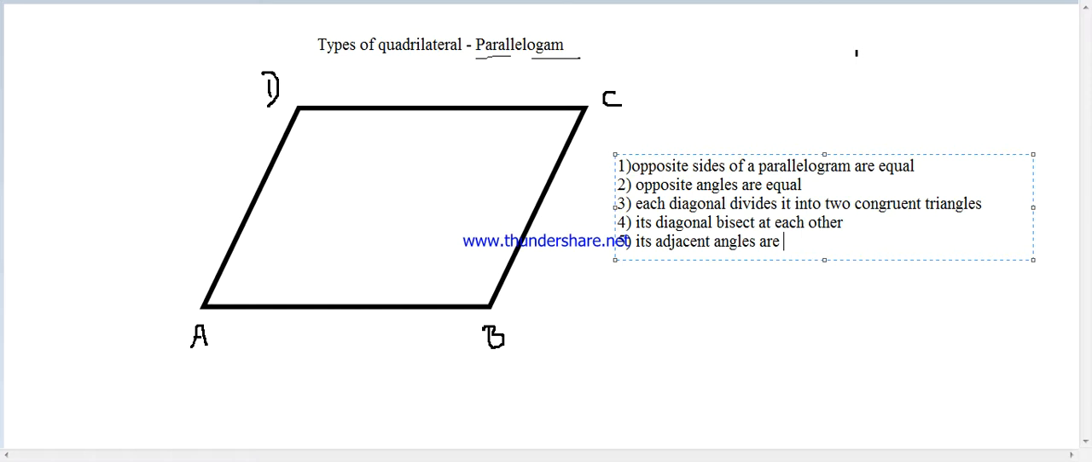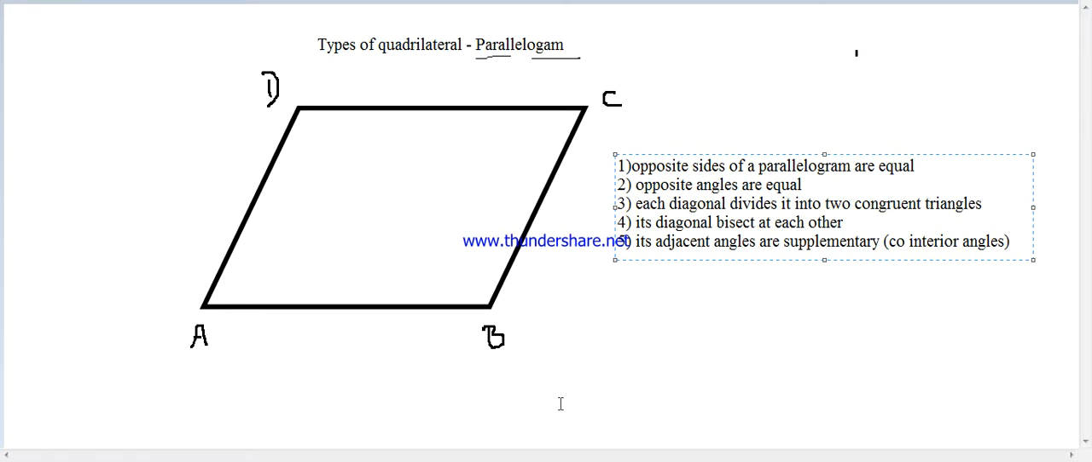Next, point number five, the last point: adjacent angles are supplementary. Its adjacent angles are supplementary. Why? Because they are co-interior. I'll explain this in detail, but for the time being I'll just write it down. Co-interior angles. So these are the 5 points to be noted. Now I'll discuss one by one.